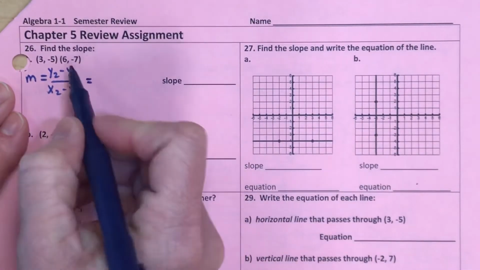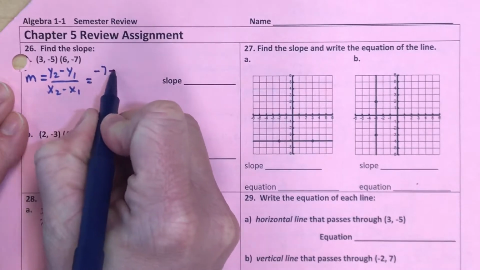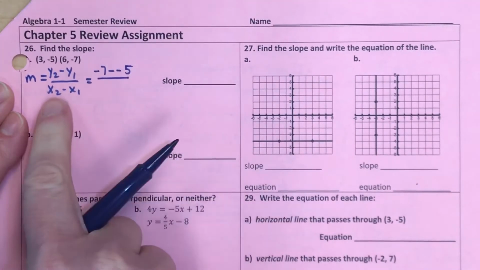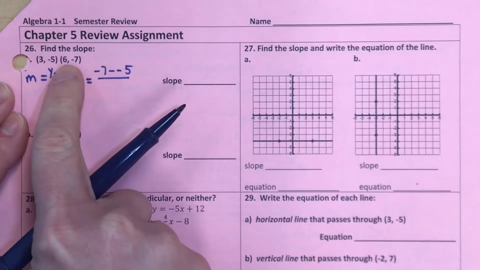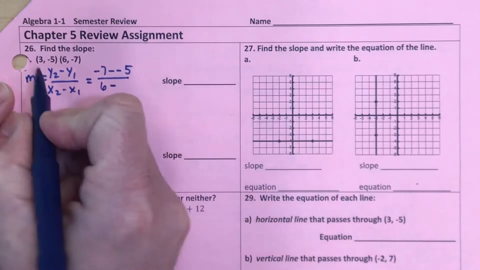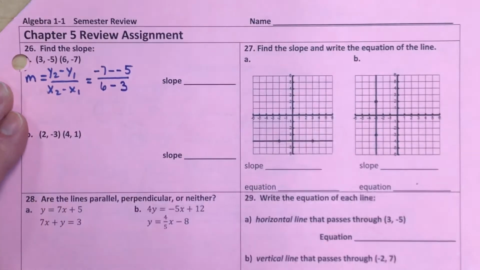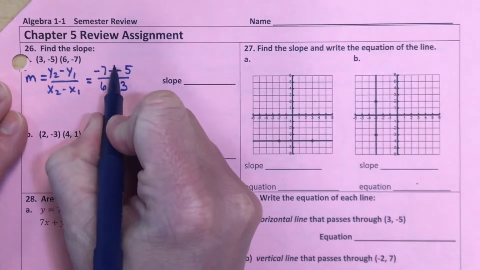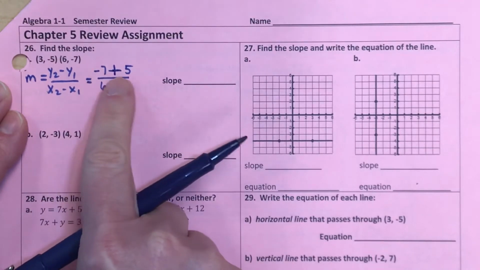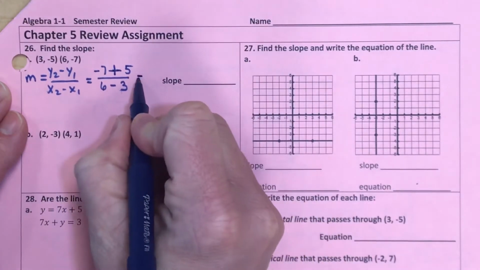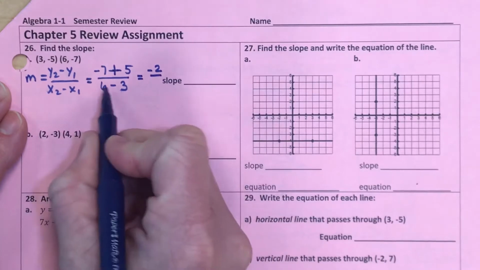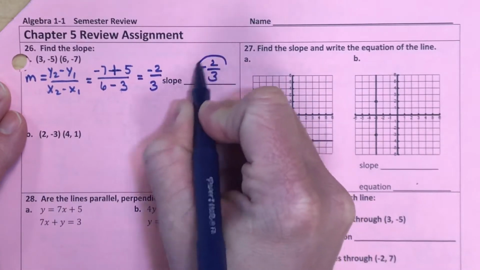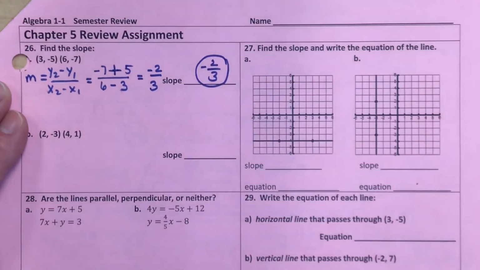So what I'm going to do is take my second y value of -7, subtract my first y value that's -5. And then for the denominator, my second x value is 6 minus my first x value, which is 3. Now minus a negative is going to turn this top into a plus sign. So -7 plus 5 is going to equal -2, and 6 minus 3 is 3. And I can't simplify that fraction, so this would be the answer to my slope.